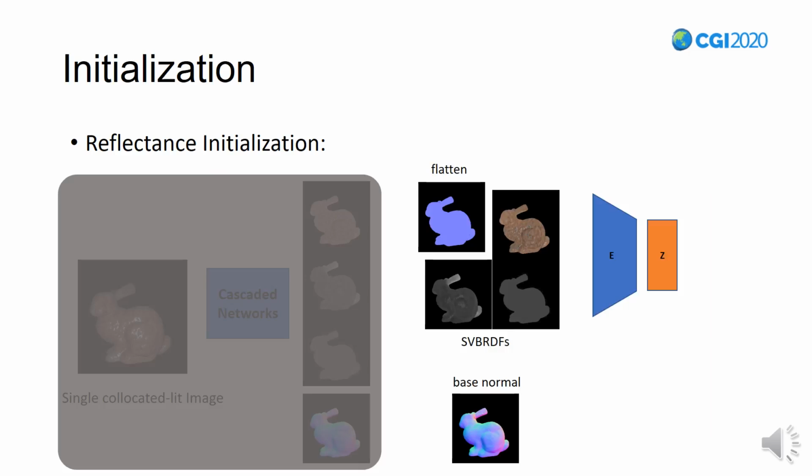The estimated normal from Li et al. is used to initialize the base normal, and the flattened normal is used to initialize the detail normal. Then the SVBRDF maps go to the encoders to get the initialized latent code Z.